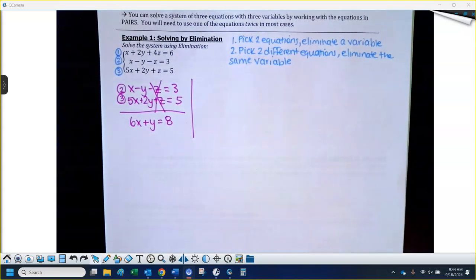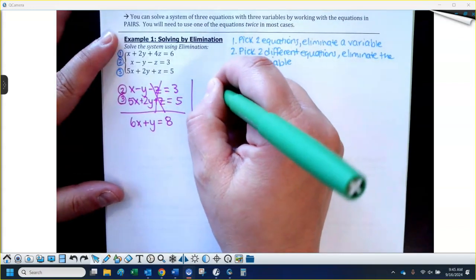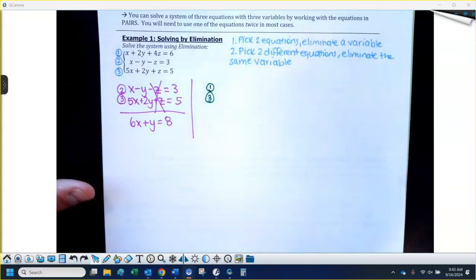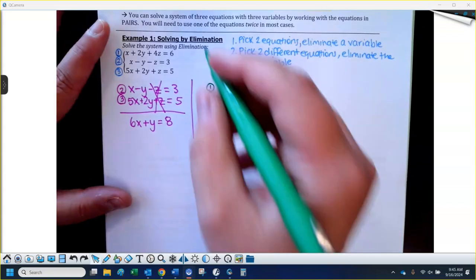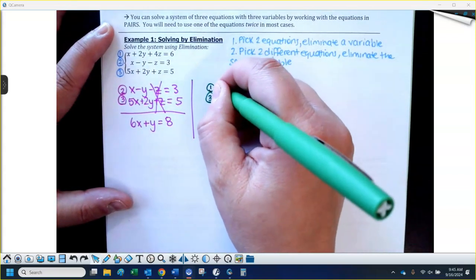So you can't pick 2 and 3 again. We could do 1 and 2 or 1 and 3. It's up to you guys. What do you want to do? Pick equation 1 and 3 or 1 and 2? Hunter, what do you want to do? You want to do 1 and 3? Okay. Would I have to manipulate either one of them to eliminate z? Which one? Yes. Okay. So I'm just going to copy the very first line.